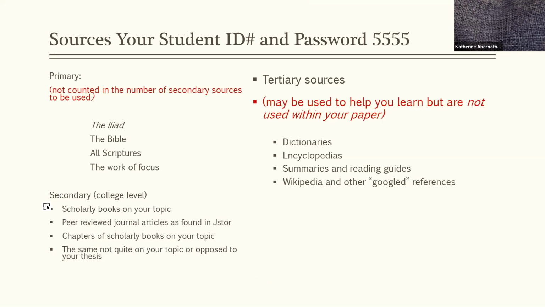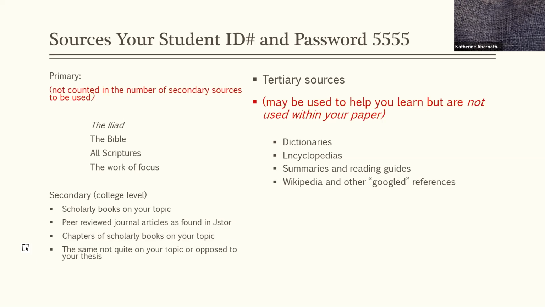Your secondary sources at the college level, these are things that do count. Okay. First, a scholarly book on your topic. That would be great. If you can find a scholarly book about the Iliad, that's great. If you can find a peer-reviewed journal article as found in JSTOR, that works. By the way, the password is 5555. Peer-reviewed journal articles as found in JSTOR, those are secondary sources. Chapters of scholarly books on your topic. If you find a scholarly book on your topic, you could just use a chapter of it. You don't have to use the whole book.